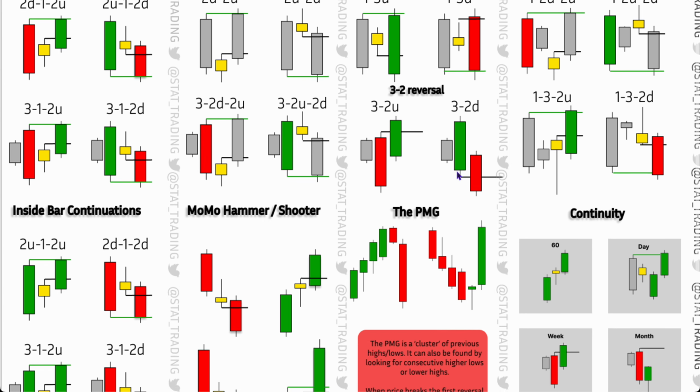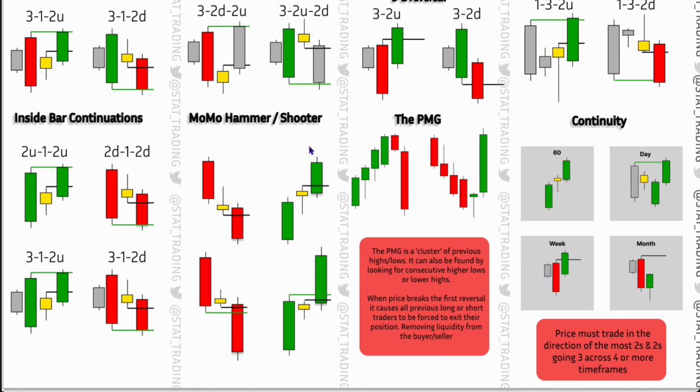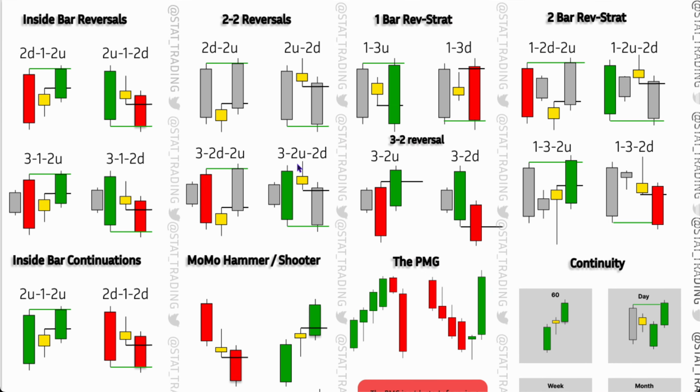Okay. And then the PMG. PMG means pivot machine gun. And just read this, right? It's a cluster of pivot points. So this is my 2, right? We have this failed 2 down. We have a 2 down, 2 up, which is this. A 2-2 reversal, right? 2 down, there's my entry point, 2 up. 2 down, there's my entry point, 2 up.